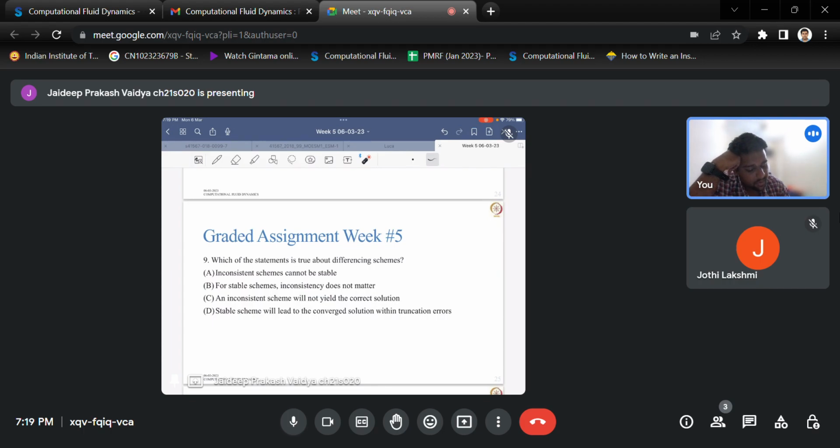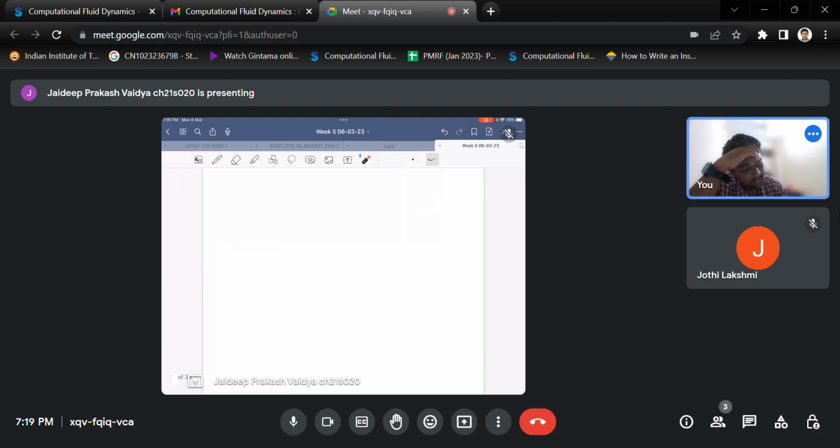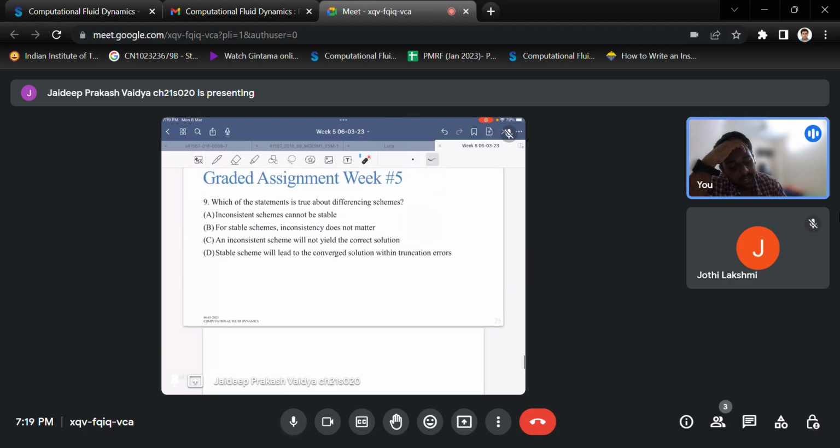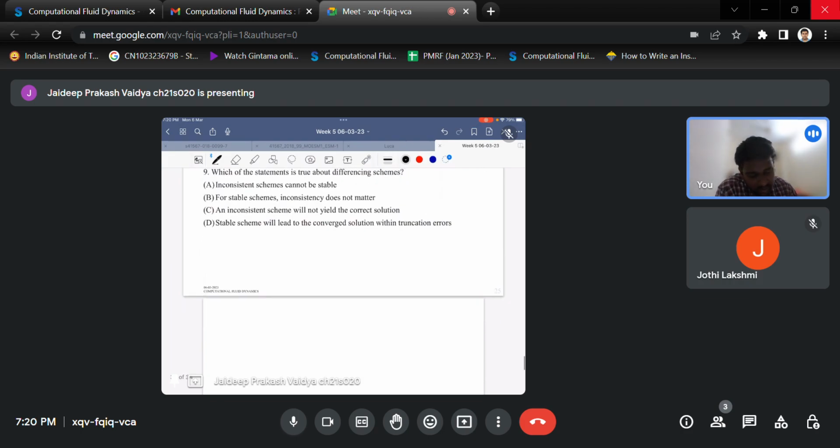Moving on, which of the statements is true about differencing schemes? Inconsistent schemes cannot be stable. For stable schemes, inconsistency does not matter. An inconsistent scheme will not yield the correct solution. A stable scheme will lead to converged solution within truncation errors. So, by definition, what do you mean by consistent and inconsistent scheme, and what is meant by stability and instability or unstable scheme? So, basically, I'll write this down.